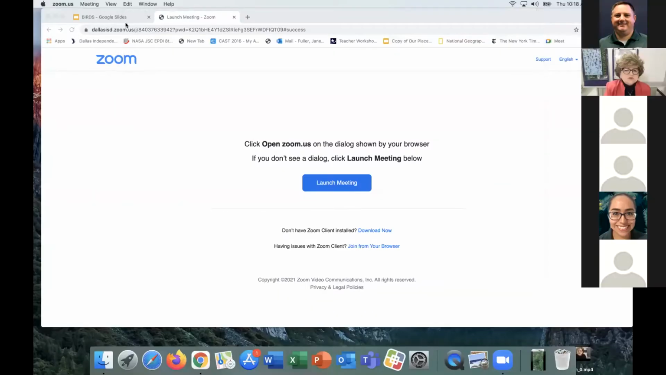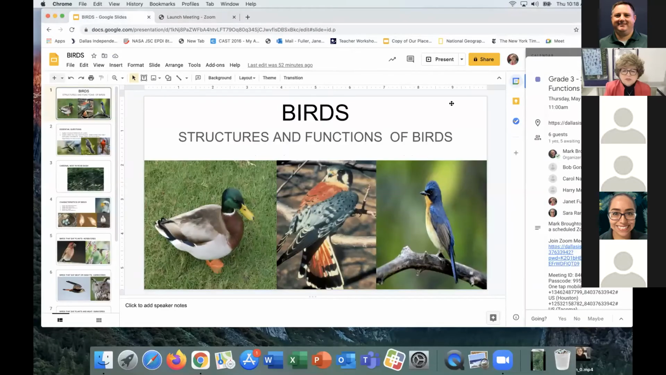But you can see how big the eye is on the owl. And this is the skull. The brain of the bird is inside here. Birds have really sophisticated, well-developed brains. So let me go ahead and share my screen with you, and I'm going to go over these characteristics really quickly.